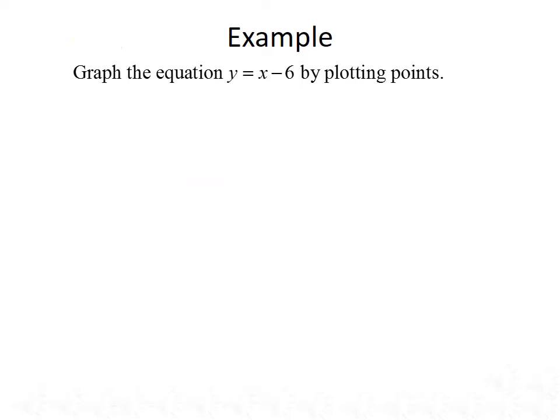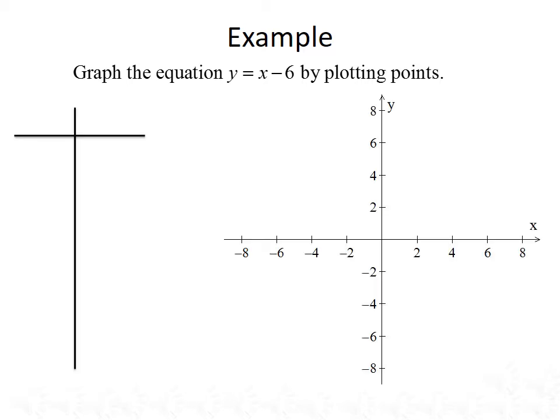Let's look at an example. We want to sketch the graph of the equation y equals x minus 6 by plotting points. So we'll draw a set of axes on which we'll sketch the graph, and we're going to make a table over to the left to represent the points we're going to plot. To determine which points to plot, we're going to pick some arbitrary values of x in the left-hand column, and y will equal x minus 6 in the right-hand column.